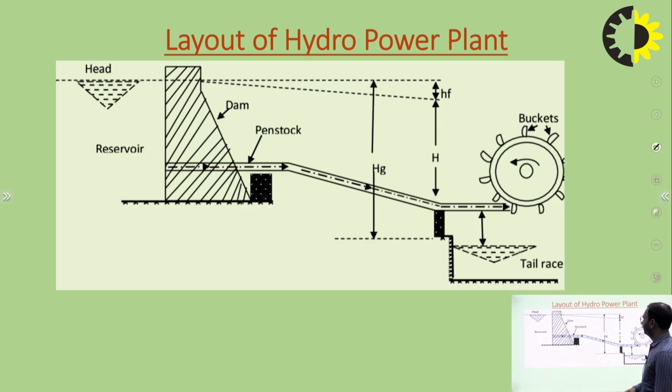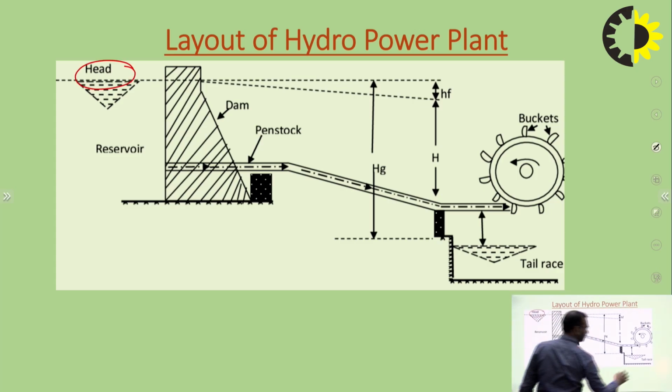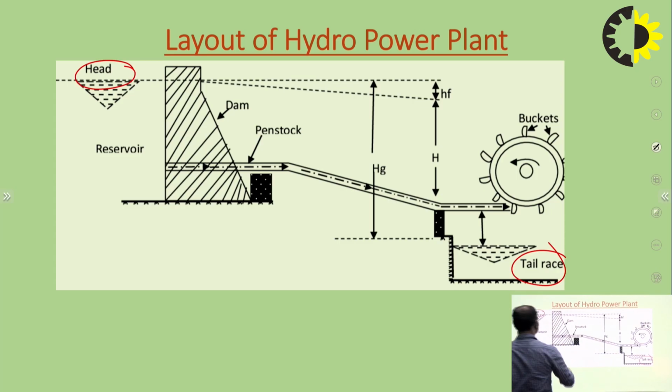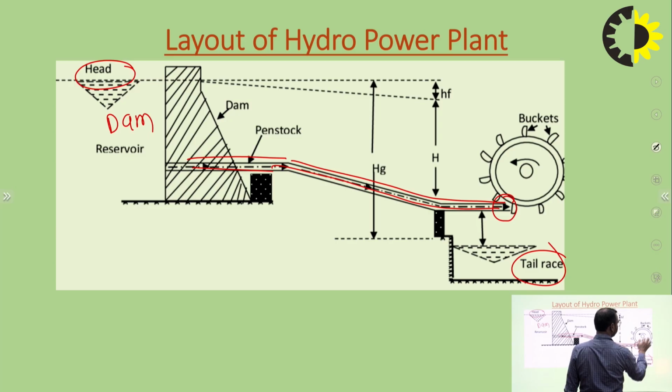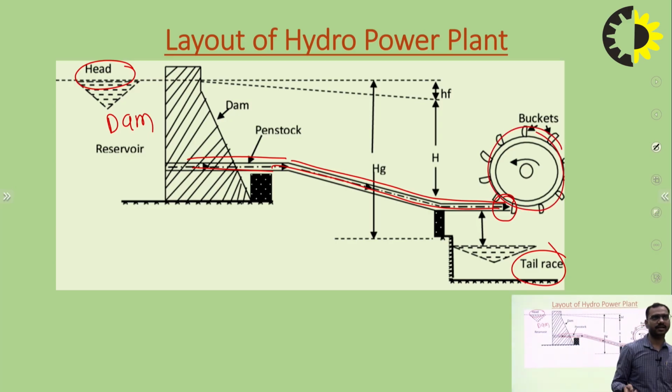This is the layout of hydropower plant. So basically this is head race level, this is tail race level, this is dam or reservoir where water is stored, and this is penstock. Here this is nozzle, this is our turbine. It may be impulse turbine or reaction turbine. So this is the simple layout of hydropower plant.